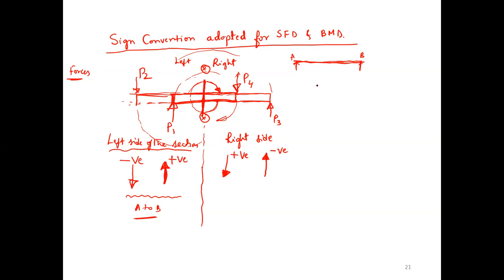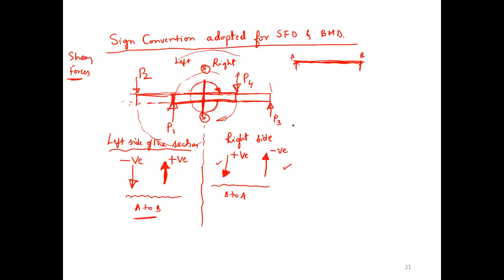When you are taking shear force analysis from right to left, that is B to A, what is the sign convention? B to A: all upward forces are negative and all downward forces are positive. Any doubts in shear force computation of forces? I'm not talking about bending moment, only shear force.